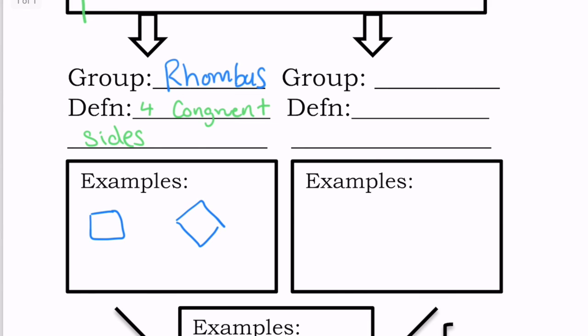Another kind of parallelogram that we talked about is rectangles. Rectangles are going to have opposite sides parallel. They are a type of parallelogram. Our definition of a rectangle is a quadrilateral that has four congruent right angles.